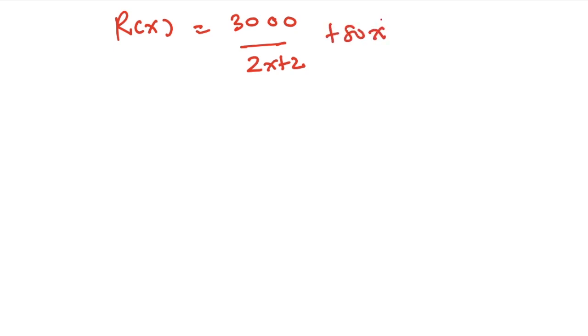Let me rewrite again this function here. R(x) equivalent to 300 plus 3000 over 2x plus 2 plus 80x minus 1500. So the first part of the question, find the derivative. So it means we need to differentiate R(x).